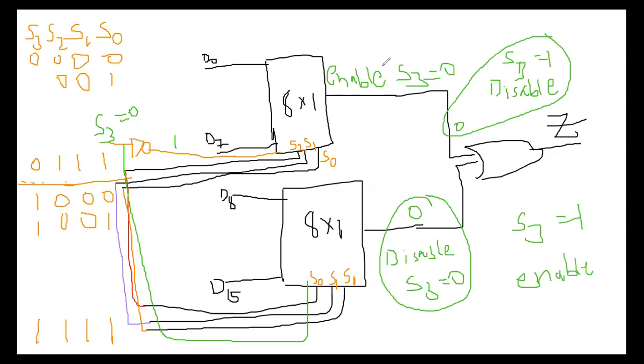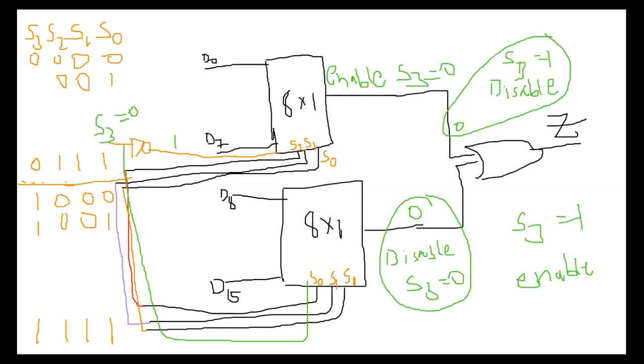When it is enabled, the values are totally zeros. Only whatever output we get from D0 to D7 goes on. Whenever S3 is equal to 1, this is enabled, and the first 8x1 multiplexer is disabled. So at this disable condition, all the values are 0 here. Now it is enabled, which means D8 will appear here, D9 will appear here, and so on. D15 will appear at the Z.